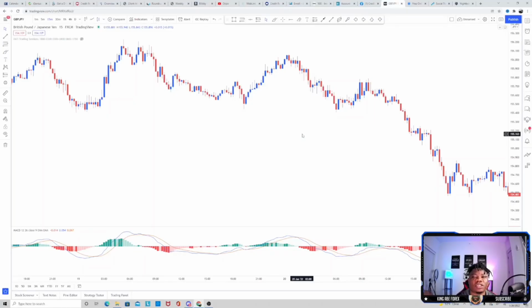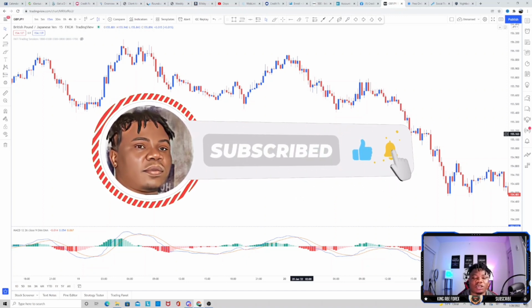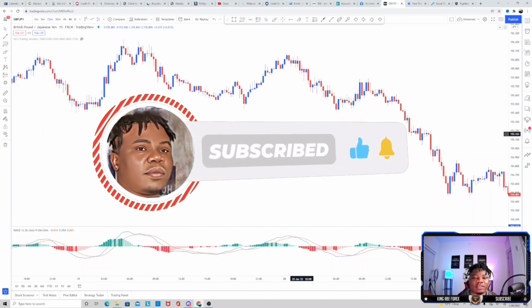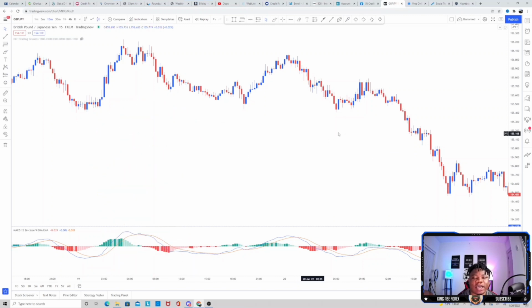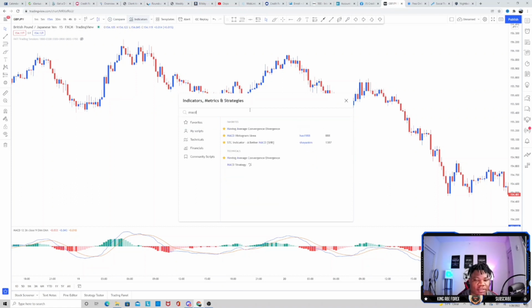For this strategy, we're going to be combining the MACD indicator with price action. So as you guys can see here on my chart, I have the MACD indicator and a naked chart. Now to add this MACD onto your chart, you go here to indicators and you just search for MACD. MACD means moving average convergence divergence.